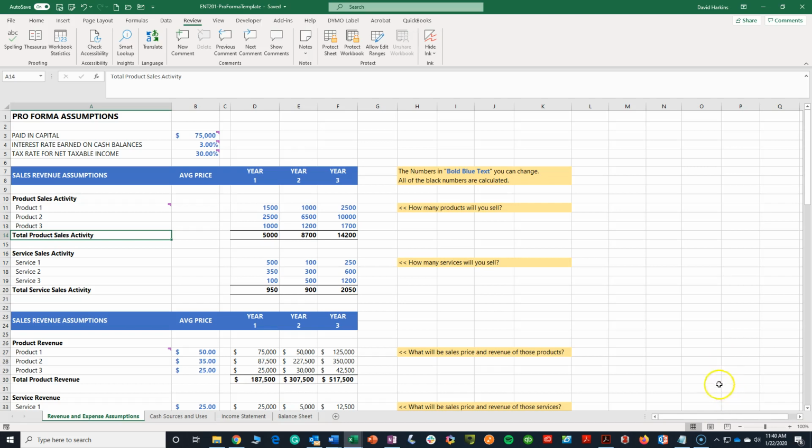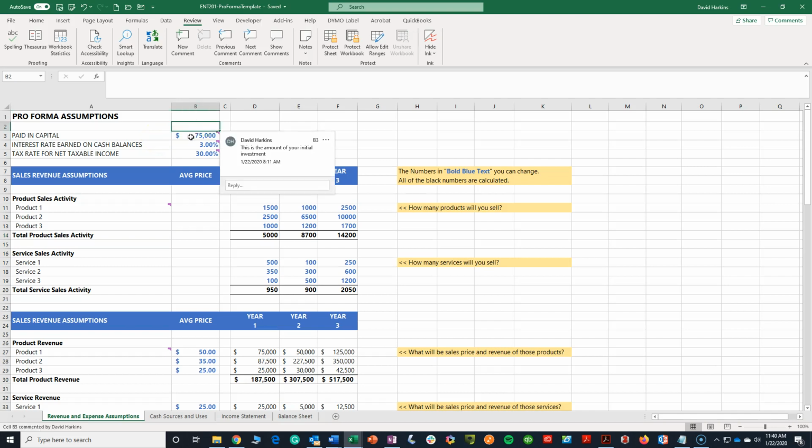Let's start with the first number here, which is paid in capital. So in this space here, you would put in whatever money you think you would have for your initial investment. Make sense? Okay, so the second item you would put what interest rate you think you might earn on cash balances. So if the going interest rate is around 3%, you would stick that in. The next line would be tax rate for taxable income. So the average now is about 30%, so that's what number you would use.